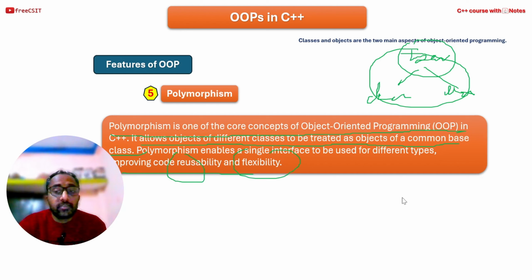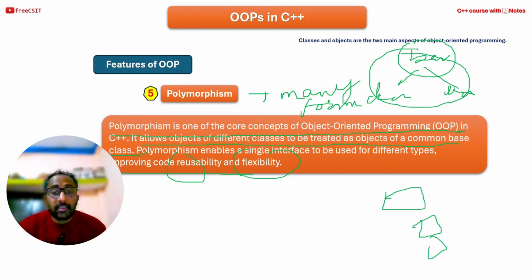You can see here, polymorphism means many forms. It occurs when we have many classes that are related to each other by inheritance. So one class, two classes, three classes. It means having more classes is when it will be happening.